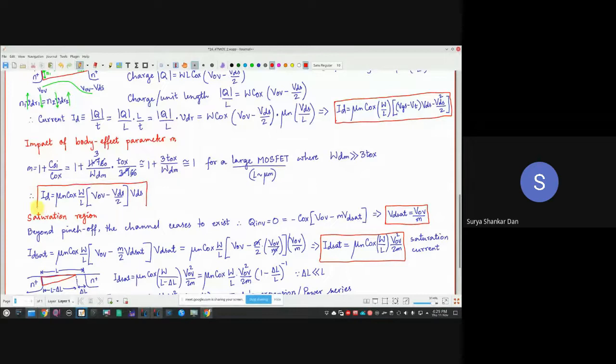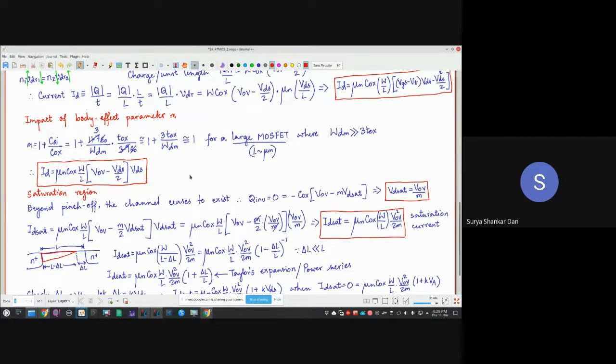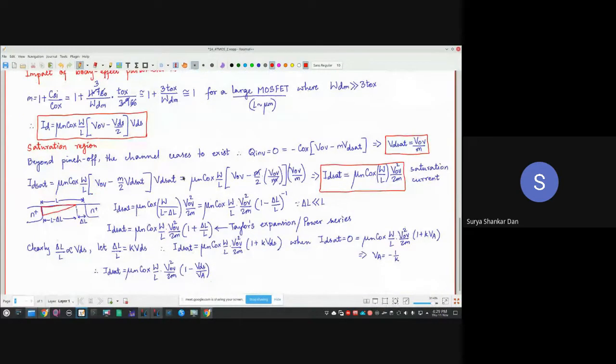This is the relation which you have used in your VLSI design and all the courses in your BTech. Now we come to the very important concept of saturation region operation. As I have told you, in the saturation region, there is a phenomenon called pinch off. Now, why is this pinch off occurring?